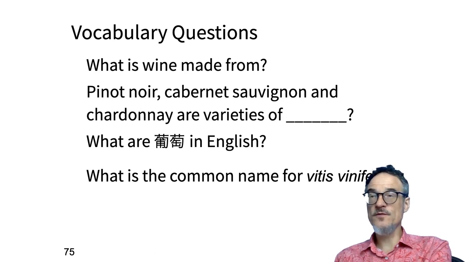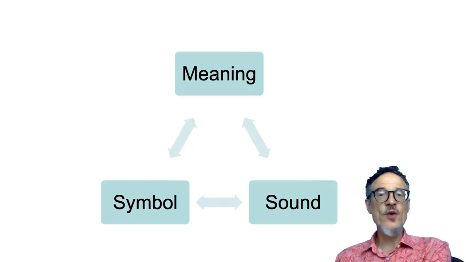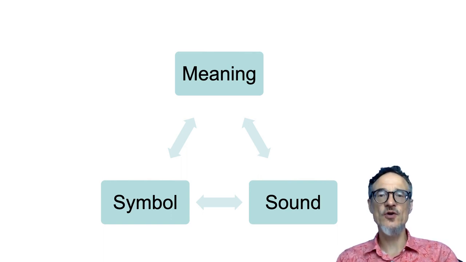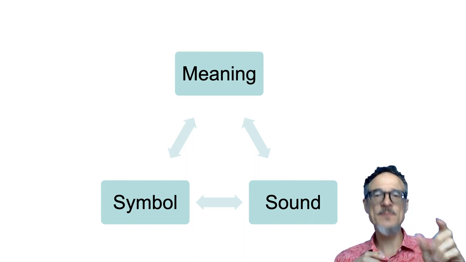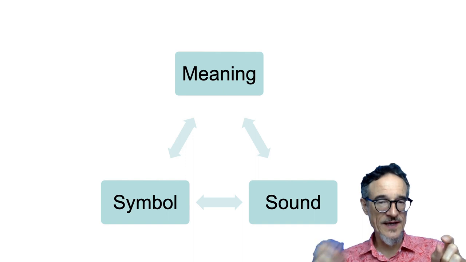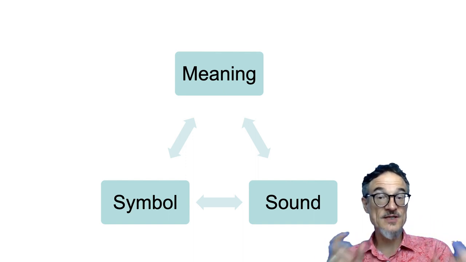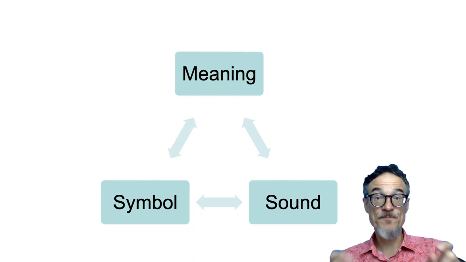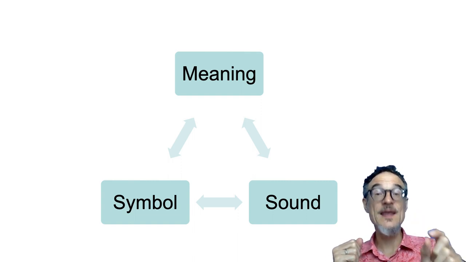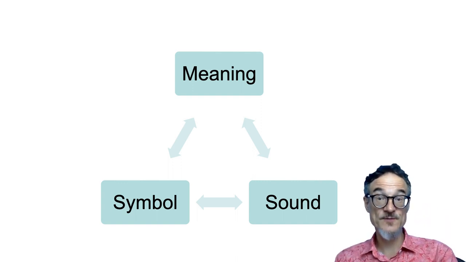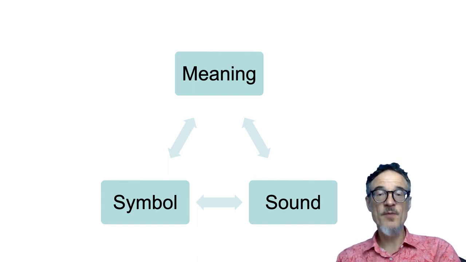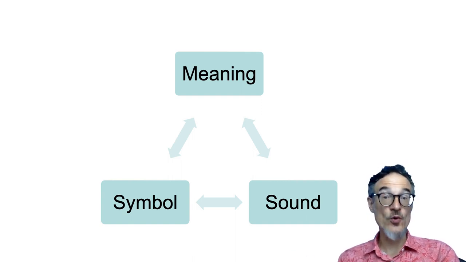And first of all, the way language works is there's a kind of triangle for vocabulary, that there's a connection between the meaning and the symbol that we use and the sound that we hear. And the symbol and sound are often arbitrary. So there's nothing about the sound of the word grape that really connects it to actual grapes. And we have some connection between sounds and symbols often. But for example, kanji often don't really have a direct connection to the sound.